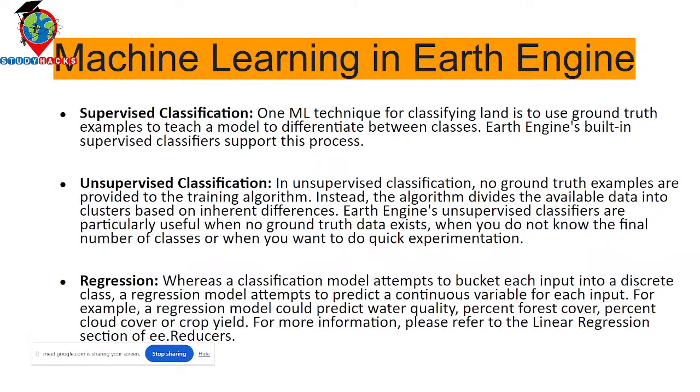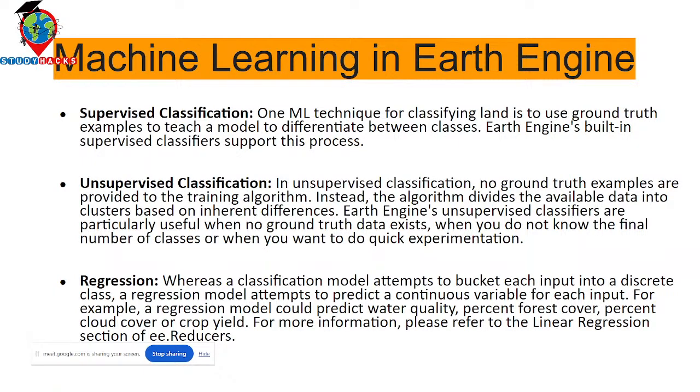So first of all, machine learning. Basically, machine learning is a branch of artificial intelligence and computer science that focuses on using data and algorithms to enable artificial intelligence to imitate the way humans learn, gradually improving its accuracy. We find three types of machine learning in Google Earth Engine, mainly supervised, unsupervised, and regression.